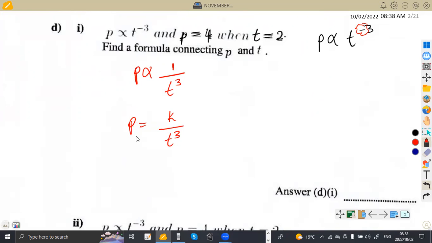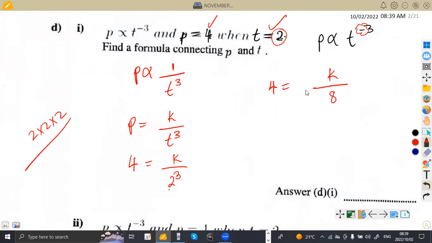But we need the one that is going to connect p and t. So we have to find the value of k. From this information, we've got p, we have got t. So it means p is 4. So 4 is equivalent to k over t to the exponent of 3. That's 2 to the exponent of 3. All right, so from this part, 4 is equal to k over 2 to the power of 3, which is actually 8. That's 2 times 2 times 2, 3 times, okay, which is 8. So you can cross multiply to find the value of k. So 1 times k, yes, k is equal to 4 times 8, which is 32.